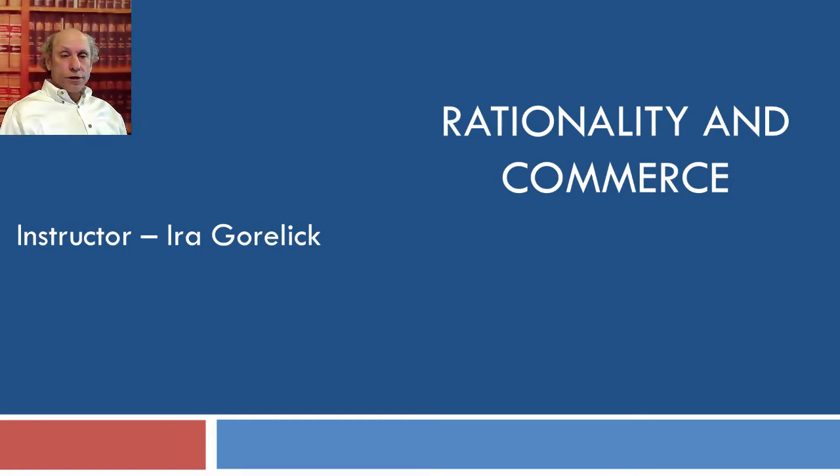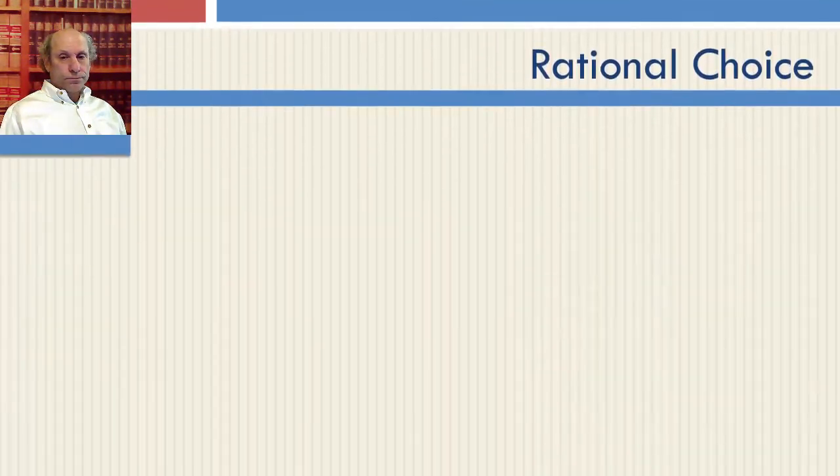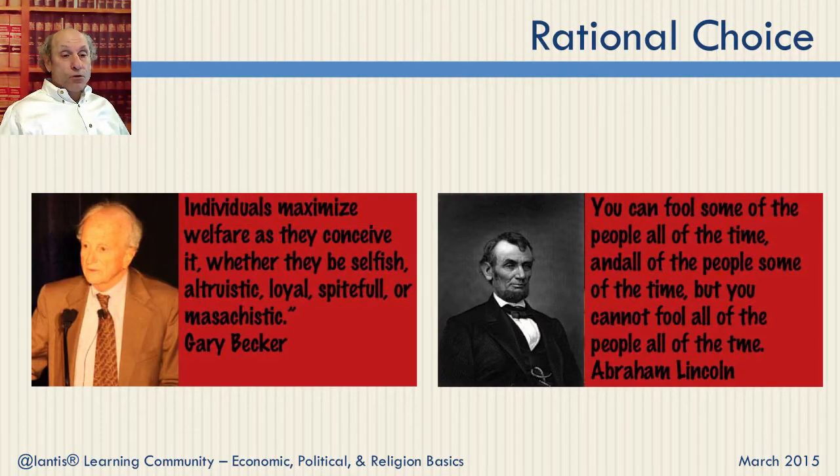This is Ira Gorlick, and this lecture is on rationality and commerce. I have a couple of quotes here that I like. "Individuals maximize welfare as they conceive it, whether they be selfish, altruistic, loyal, spiteful, or masochistic." This is Gary Becker. And of course, Abraham Lincoln: "You can fool some of the people all of the time, and all of the people some of the time, but you cannot fool all the people all of the time."